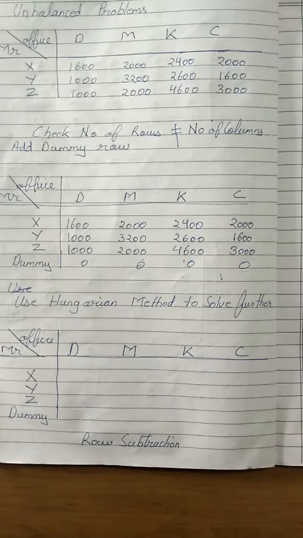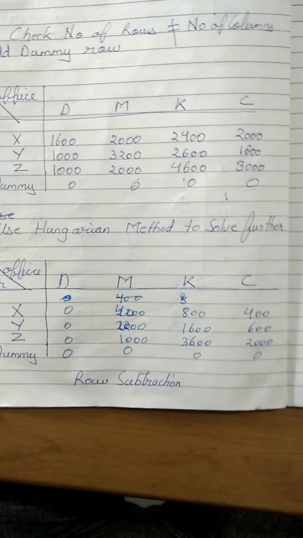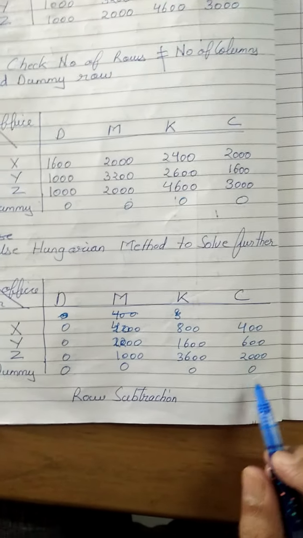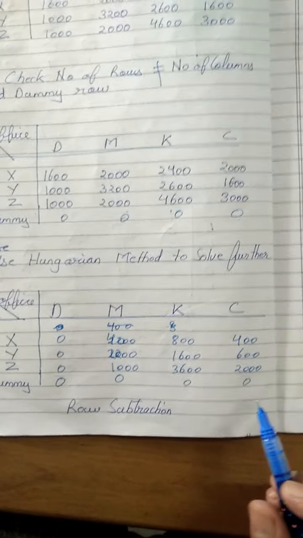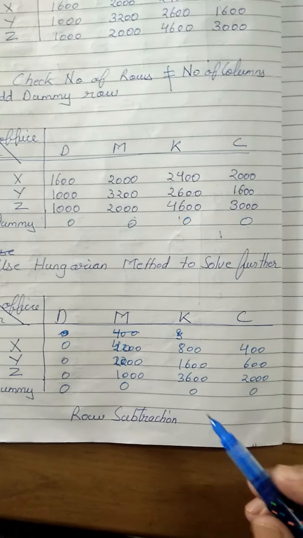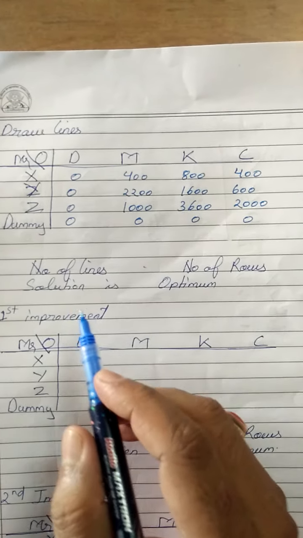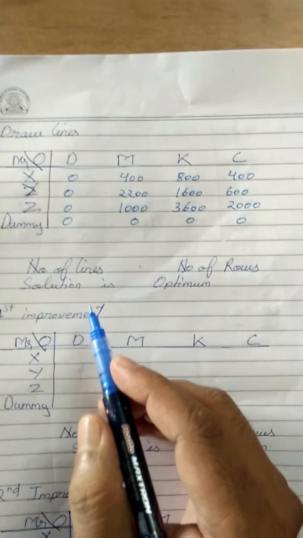The first step is row subtraction. After performing the row subtraction, we get a new matrix. Now we can go for column subtraction, but as we can see, in each column there is a 0, so there is no need for column subtraction. Next step is to draw lines. You can draw lines on the row which has the maximum number of zeros.